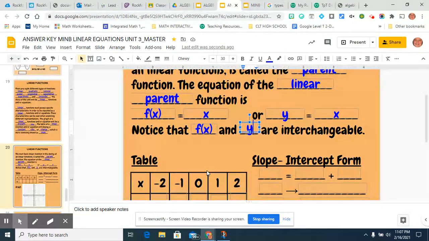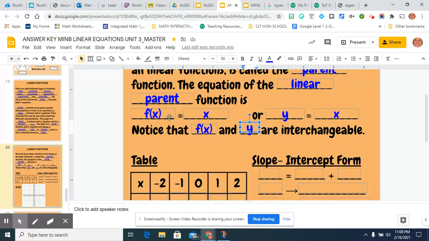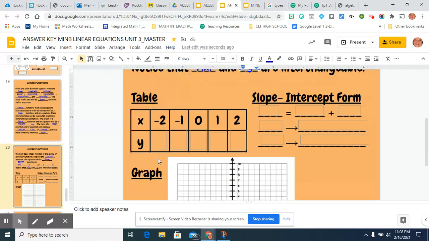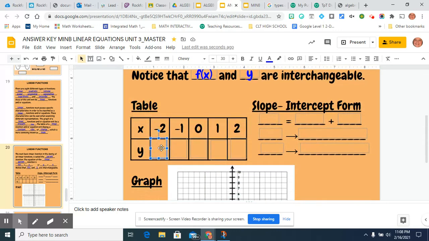First off, if we're given an equation and we're asked to generate a table, essentially we're given inputs, or we might even be asked to decide on the inputs. And we should know from our study of evaluating functions that we can put those inputs into the function and determine the output. So for the parent function, when I put in -2, my answer is going to be -2.